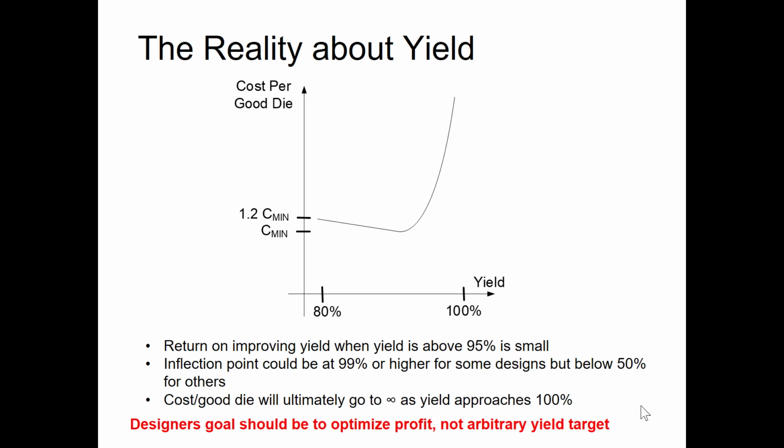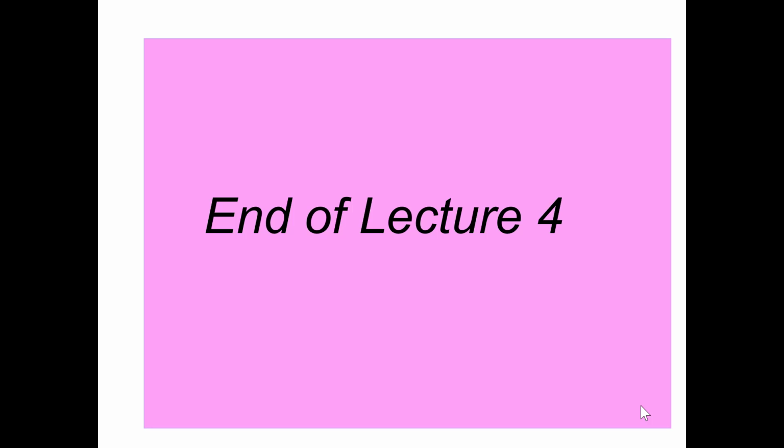So let me close then with the comment that the designer's goal should be to optimize profit, not to try to arbitrarily optimize some particular yield target. Does anybody have any questions?